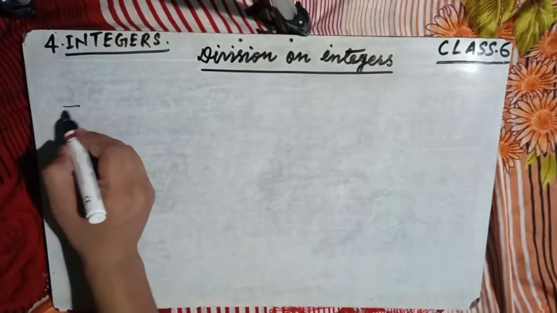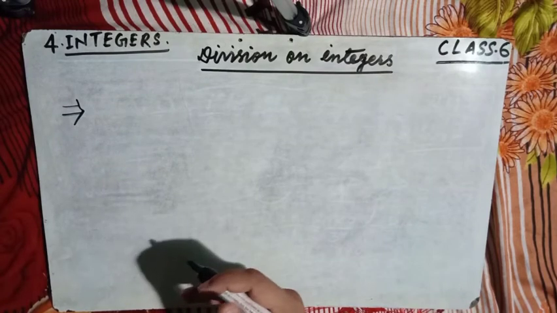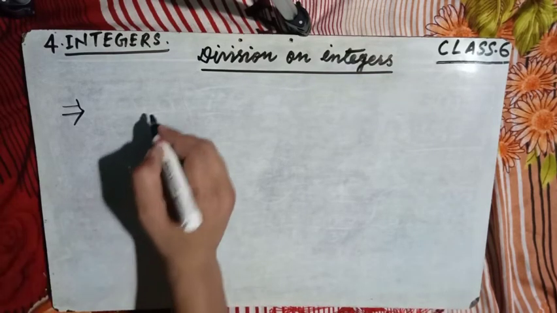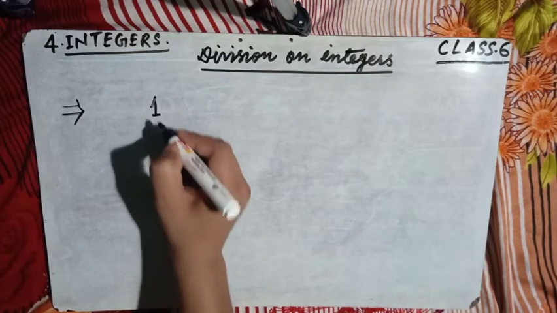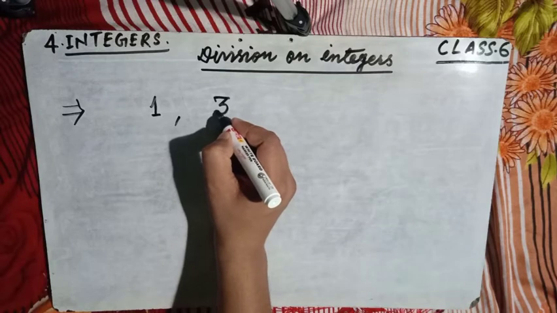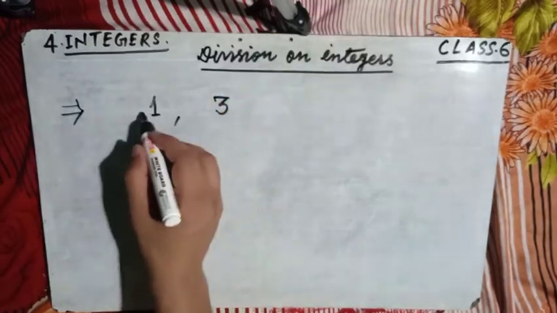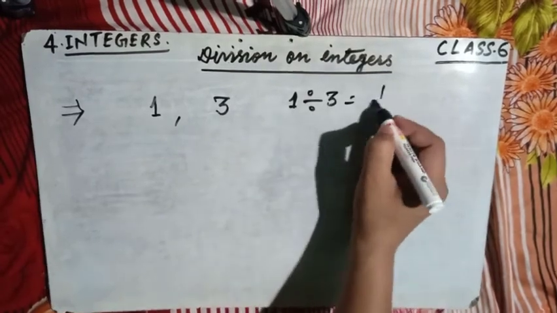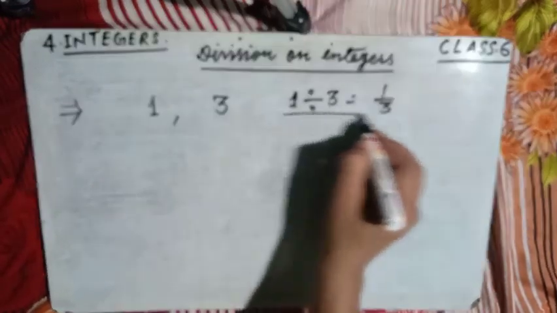Suppose when two integers are divided by each other with the same signs, then we have to divide their values regardless of sign and put the positive sign. Have a look. Suppose one integer is 1 and another integer is 3. These two integers have the same sign, plus and plus. Now we divide 1 by 3. Place the positive sign because both signs are positive.